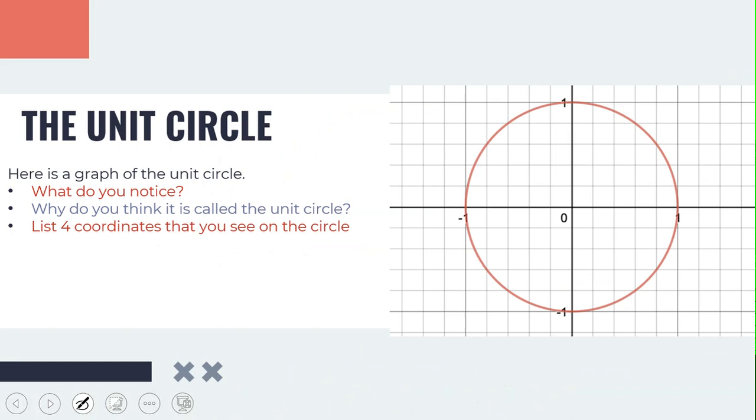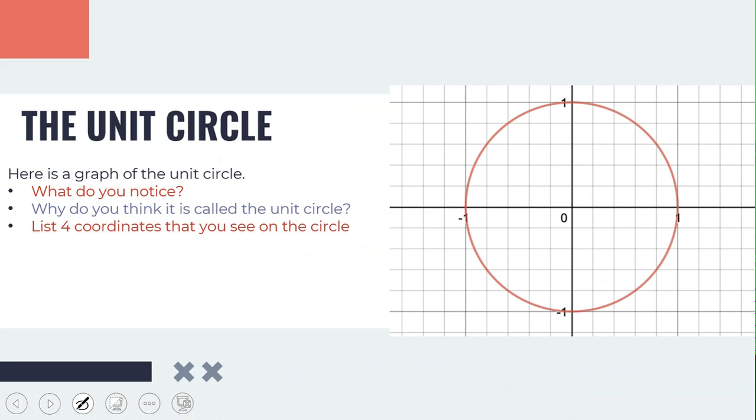So here is, like, a quote unquote graph of it. Go ahead and pause this video and take a second to let me know, what do you notice about this? List as many things as you can. Then ponder the question, why do you think that this is called a unit circle? And then list 4 coordinates that you can see directly on this circle. So like I said, go ahead and pause the video, think about these, and we'll be right back.